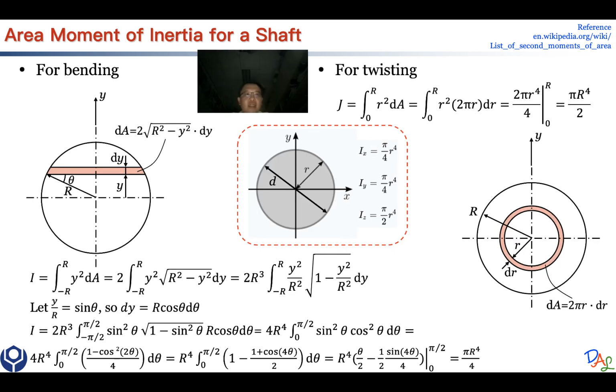Now, the area moment of inertia of a shaft, I will keep it here. This is just a proof of how to calculate this. I keep it here for you to practice on your own. I think it's a good practice and brings back a lot of memory of calculus. Why don't you try it? I will leave it here. You try to prove Ix and Iz.